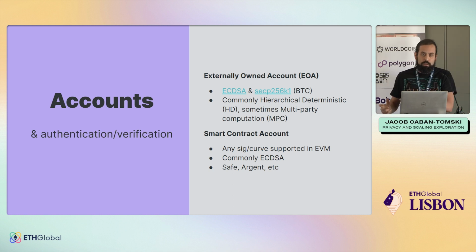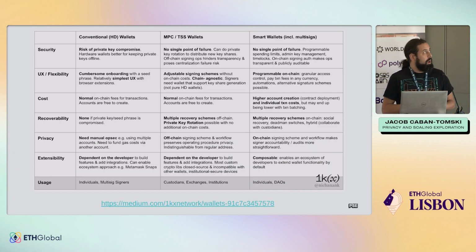But on the other side, we also have smart contract wallet accounts, which really can use any sort of signature or curve that's supported inside of the EVM. It still commonly is going to be ECDSA, but we can really use a lot of different things, such as BLS. You may commonly know existing smart contract accounts with Safe, Argent, and different protocols like that. So those are the 2 kinds. There's a very good comparison given by the 1KX network that goes over the difference between all of these different wallets. Highly recommend checking it out at another time.